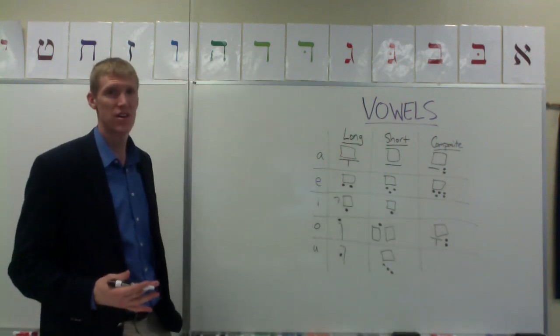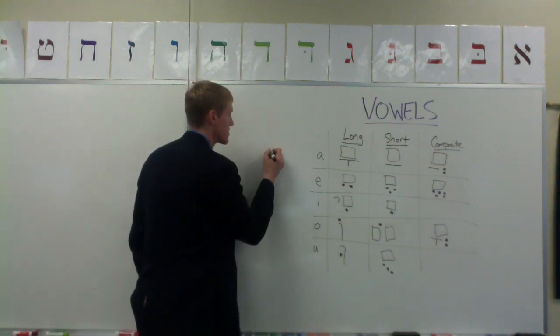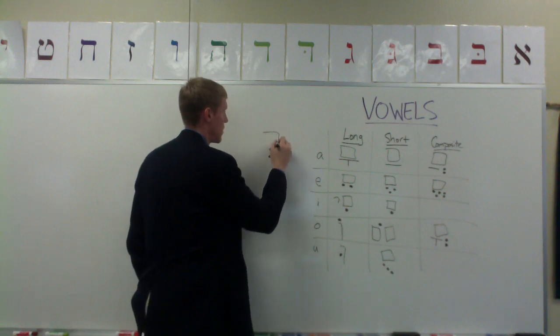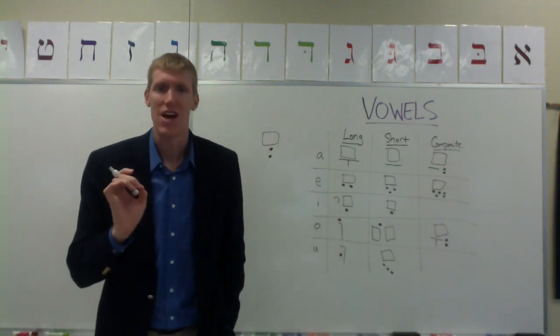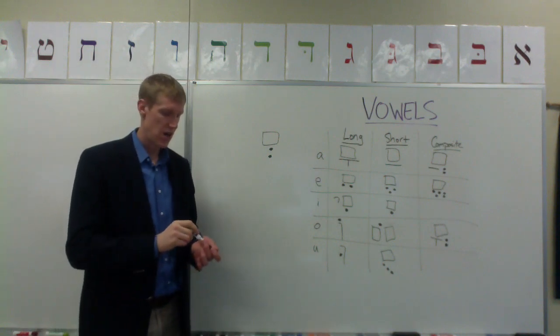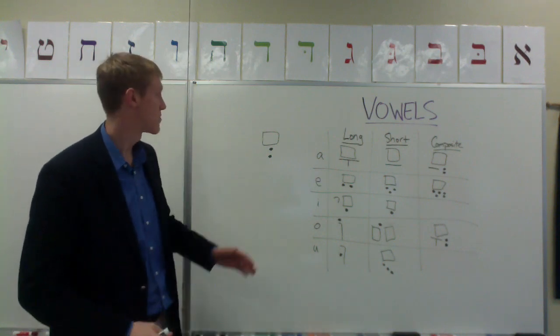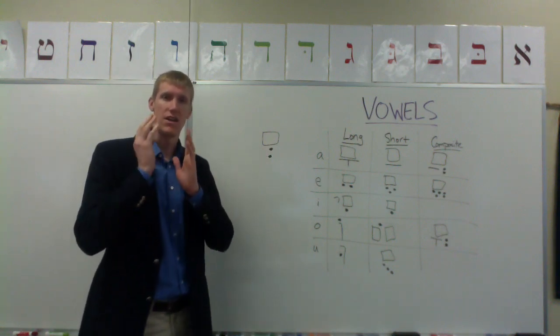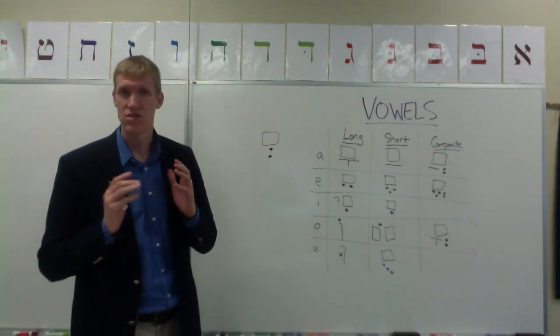And the shortest vowel of all is the shva, which makes just an eh. It's very short. In fact, sometimes it's silent. Sometimes the shva will close a syllable, and in that case, it's not pronounced. It's just silent.